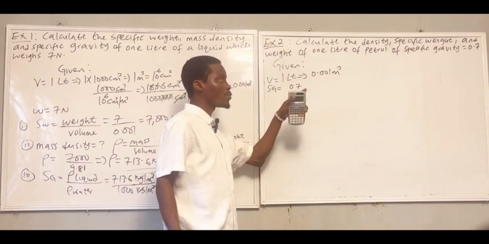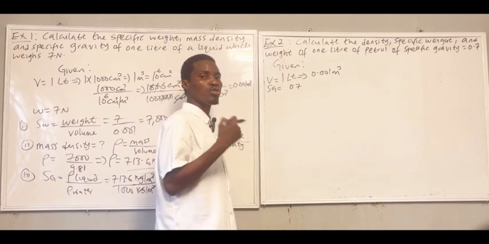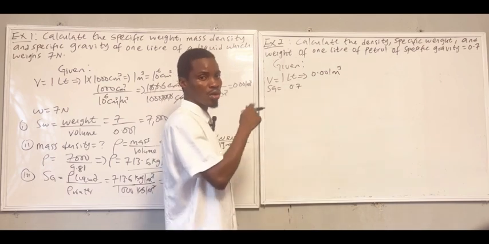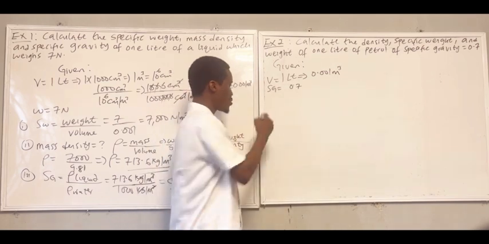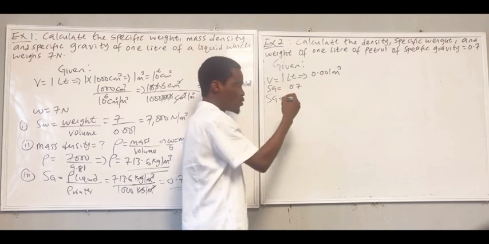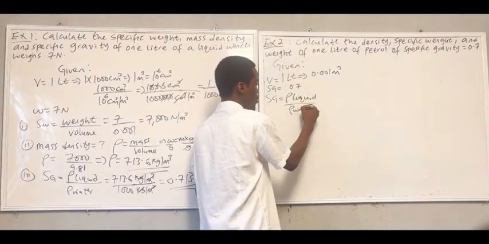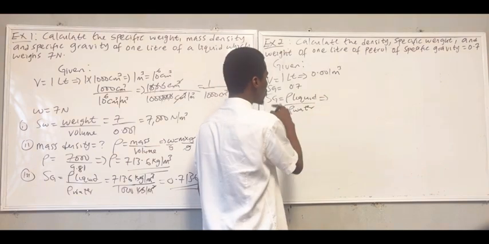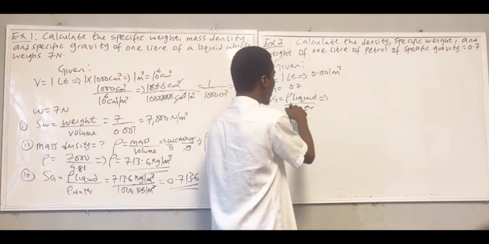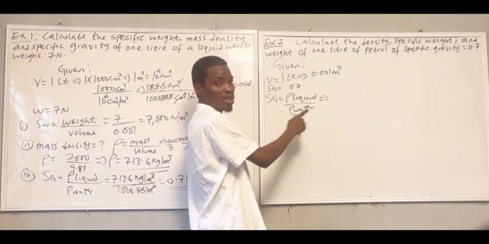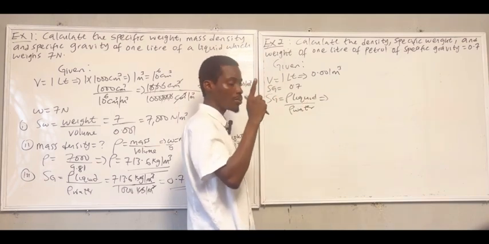Because we are being given specific gravity, I'm going to use the formula of specific gravity to calculate all we are told to calculate here. The formula for specific gravity is density of a liquid all over density of water. So we have to calculate the density of the liquid, and remember that our density of water is always 1000 kilogram per meter cube.